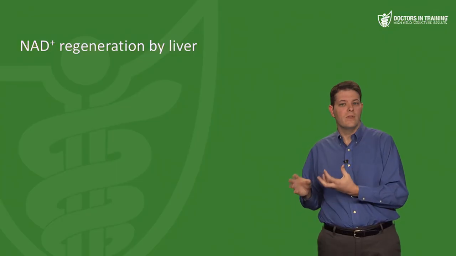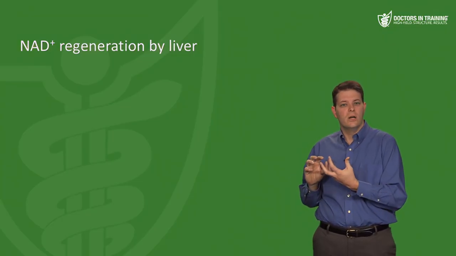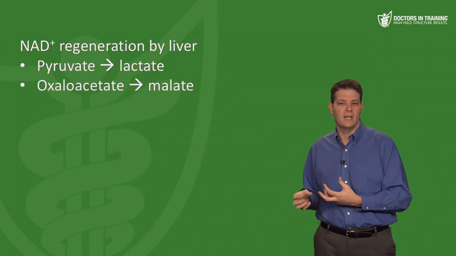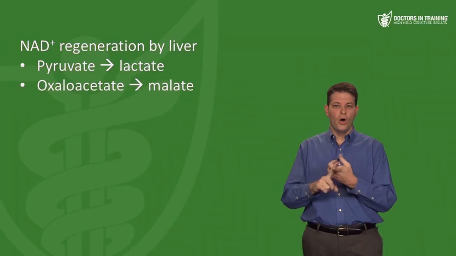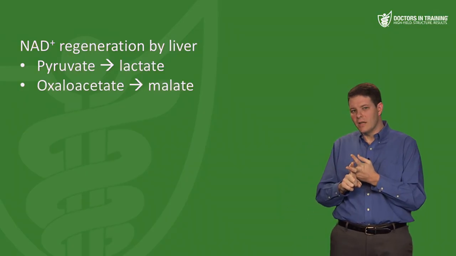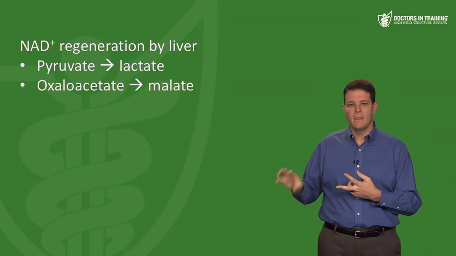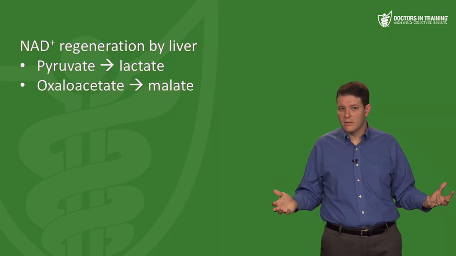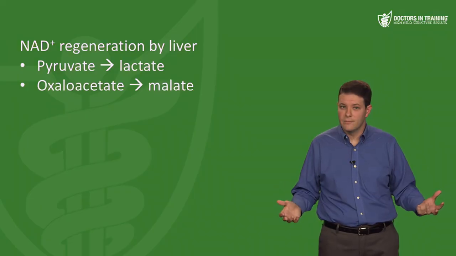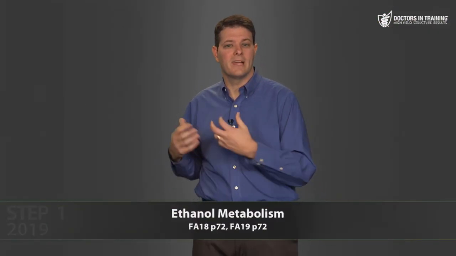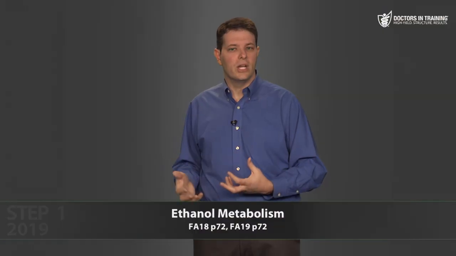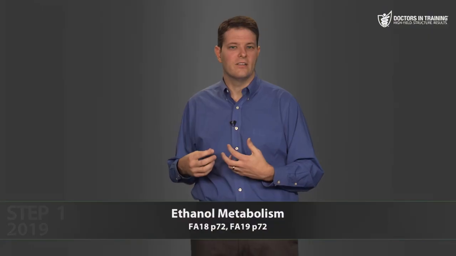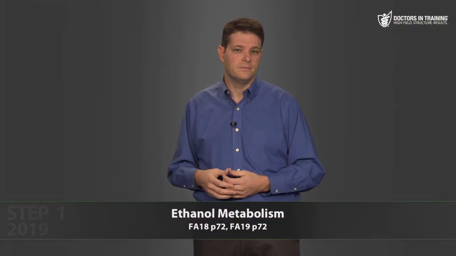And the way the liver does that is by converting pyruvate to lactate and also by converting oxaloacetate to malate. So if there's no pyruvate and no oxaloacetate available, because it's all been converted to lactate and to malate to regenerate NAD, how on earth is gluconeogenesis supposed to take place? Well, it doesn't. So the bottom line is when your liver is metabolizing ethanol, it can't perform gluconeogenesis. And that can cause a severe fasting hypoglycemia in patients that consume a lot of alcohol in a fasting state.